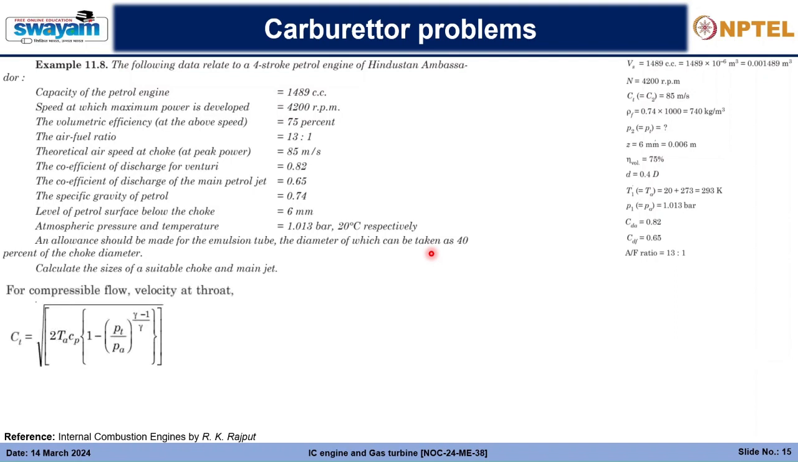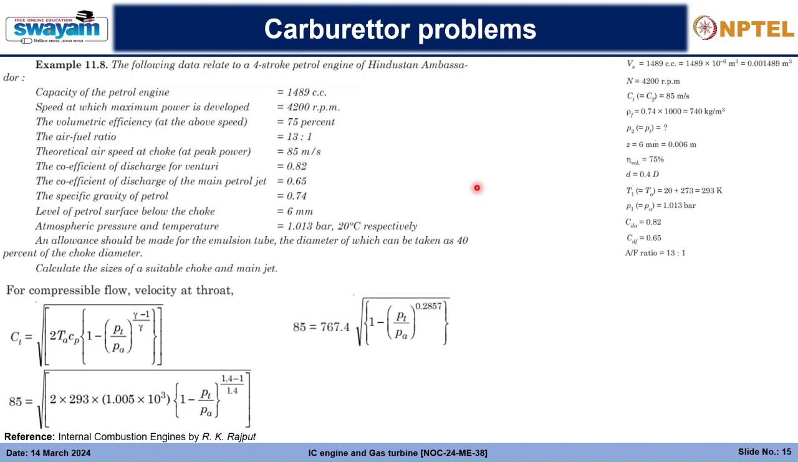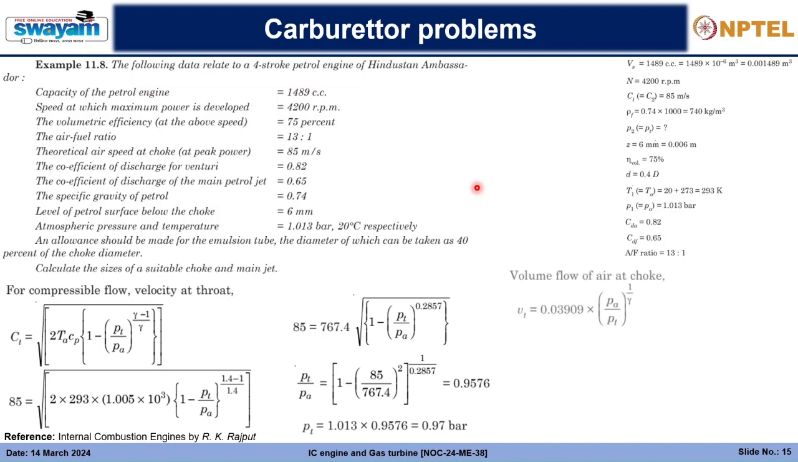For compressible flow, we need to calculate the velocity at the throat, Ct, by this formula. Are we given the value of Pt? No, we are not given the value of Pt, rather we are given the value of P1 or Pa, and from this we are given the value of Ct, that is 85. We will calculate the value of pressure at the throat. So the pressure at the throat can be calculated in this manner, and we will get 0.97 bar, that is the throat pressure.